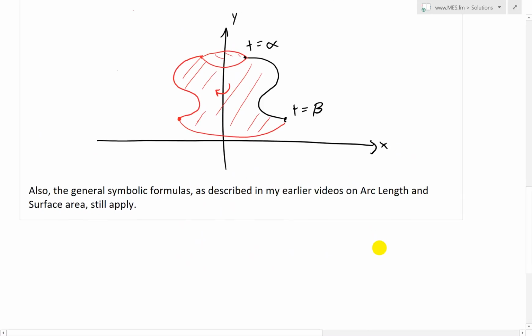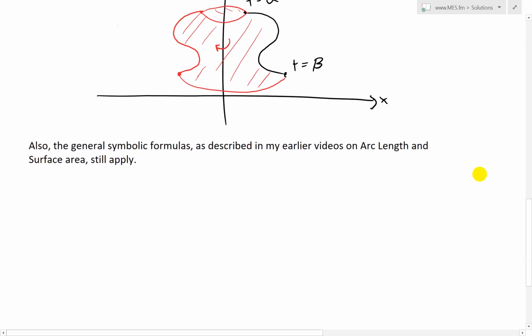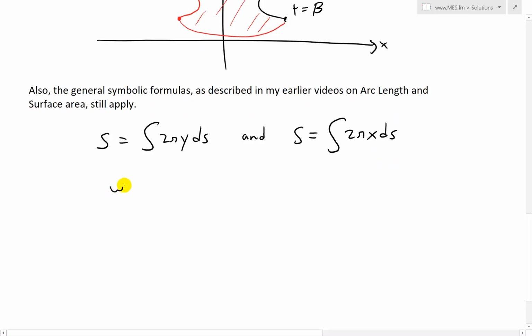Also, the general symbolic formulas as described in my earlier videos on arc length and surface area still apply for surface area of parametric curves. So recall the formula S is equal to the integral of 2 pi y ds. And for rotating about the y-axis, we have S is equal to the integral of 2 pi x ds. This is the symbolic representation.